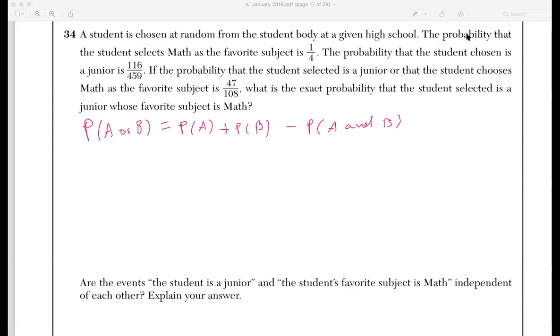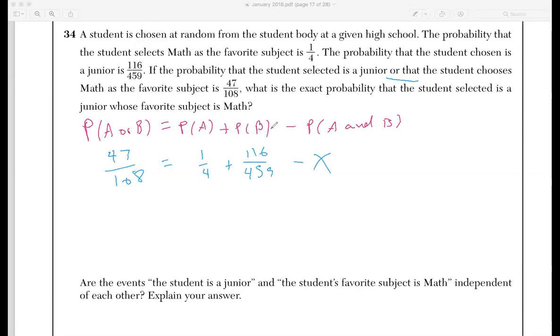Okay. It says the probability that a student selects math as his favorite subject is 1/4. Probability a student is a junior is 116 over 459. If the probability that the student selected is a junior or chooses math is 47 over 108. What is the exact probability that the student selected is a junior whose favorite subject is math? That's the same thing as saying probability of A and B. So we're solving now for X, for something.